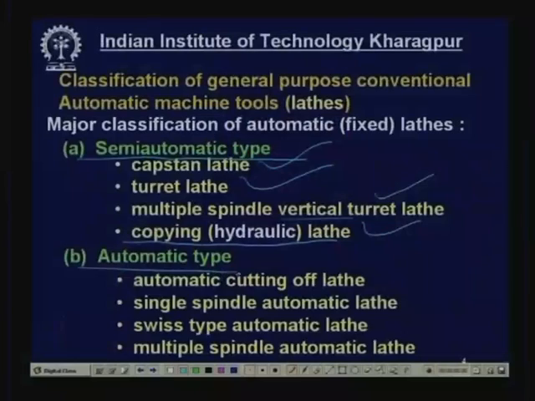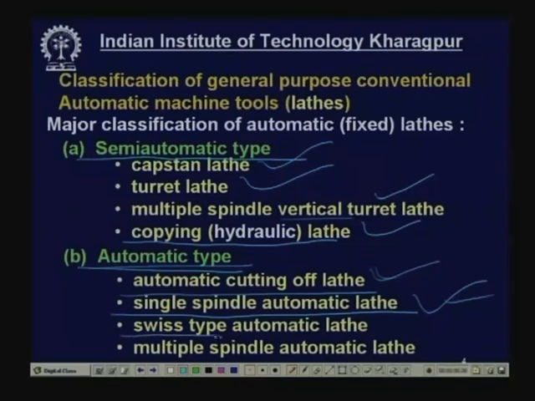Now, the automatic type. In the automatic lathe group, there is the automatic cutting-off lathe, which is not that frequently or widely used, but the single spindle automatic lathe is the most common automatic lathe. Then the Swiss type automatic lathe, which will be discussed in detail. Then the multiple spindle automatic lathe for further increase in productivity.